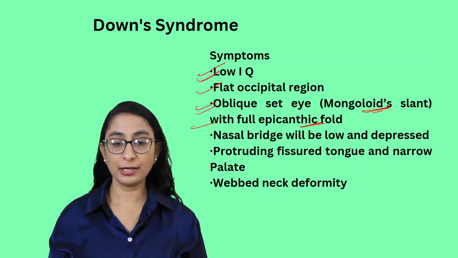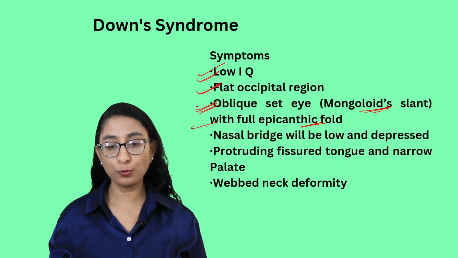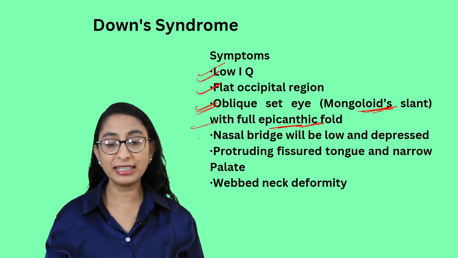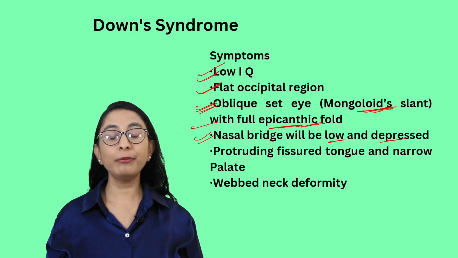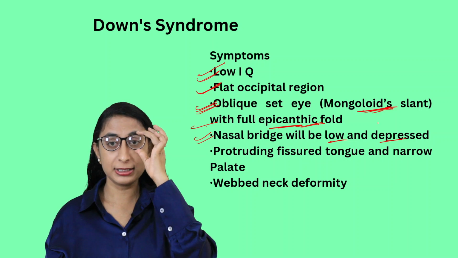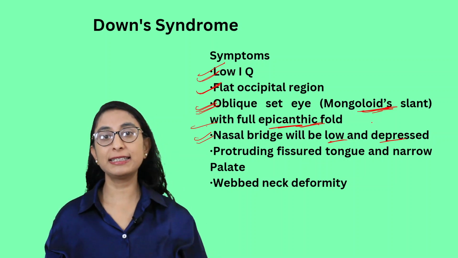Okay, the symptoms are low IQ, flat occipital region, oblique set eyes, that is mongoloid slant with full epicanthic fold. So now you know what epicanthic fold is. And they have a nasal bridge which will be low and depressed. What do you mean by nasal bridge? Here, the part of the nose where the spectacle sits, isn't it? This region here is called the nasal bridge.